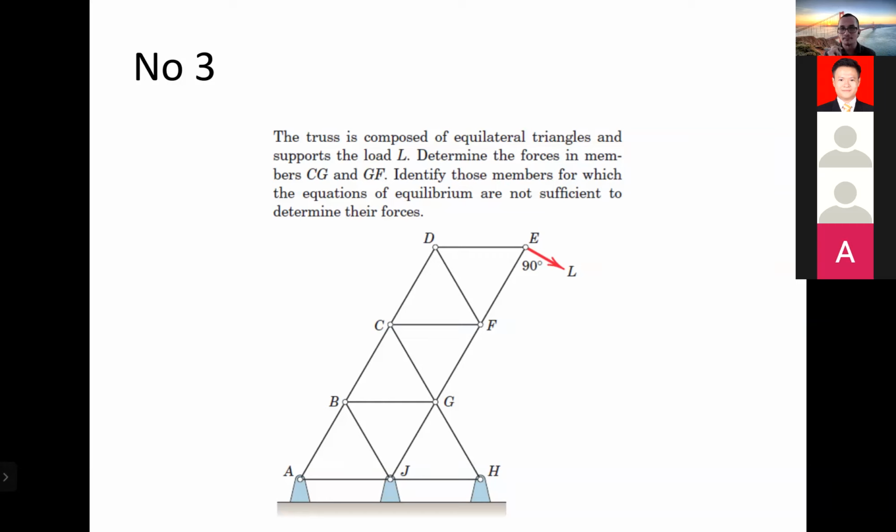Okay, Aaron, for this particular problem, should we use the joint method or the section method? I think section would be more appropriate. Actually, we can handle this particular problem with both methods. Yes, but it will be faster if you solve it using the section method. Correct, right? Yes.